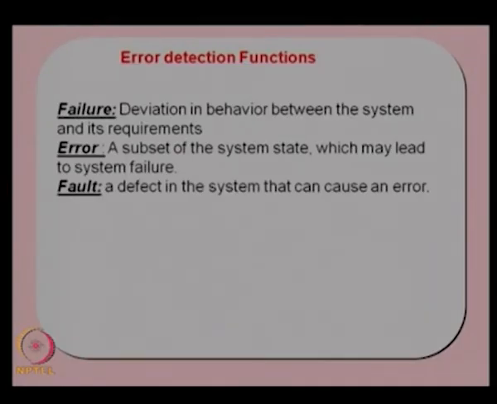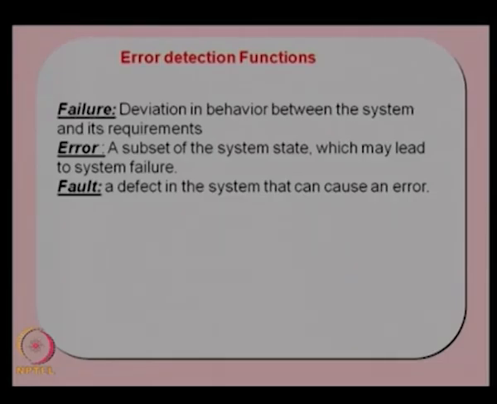An error is a subset of the system state which may lead to a system failure. So, every system has got a system state. We defined the system state in one of the earlier lectures. Basically, it is a snapshot of the system characteristics at a particular time. So, a subset of the system state is an error which leads to system failure. So, any change in the system state which is not as per the required state may lead to a system failure, and a subset of the state is known as an error.